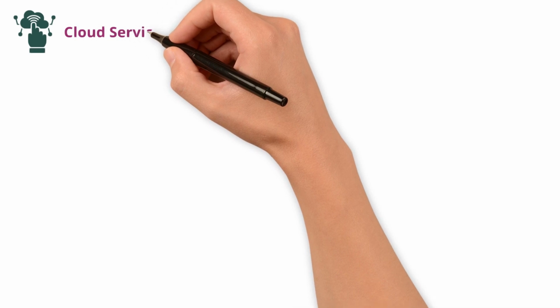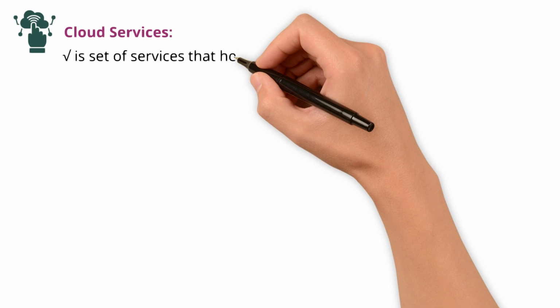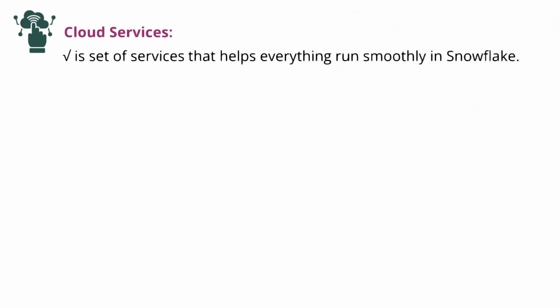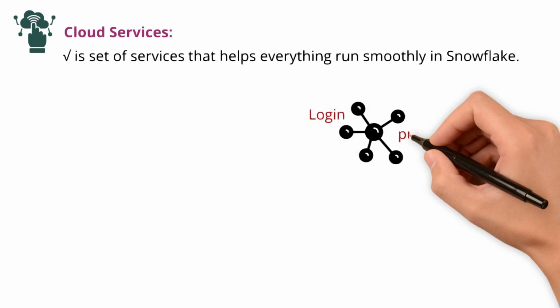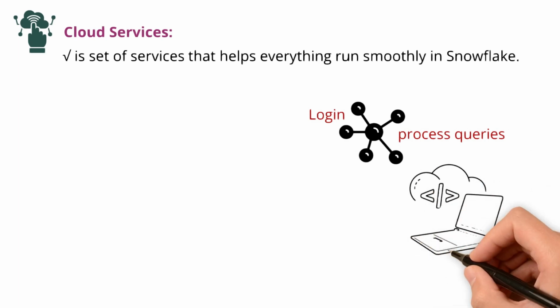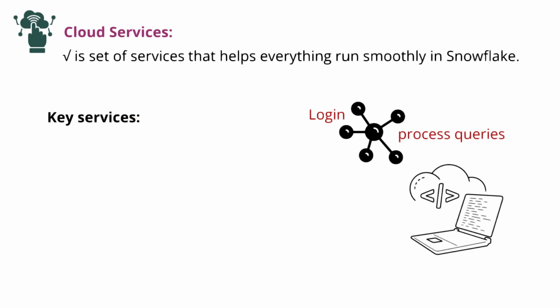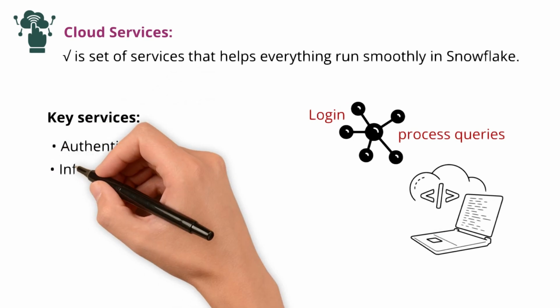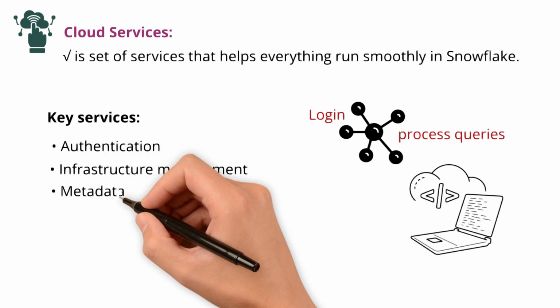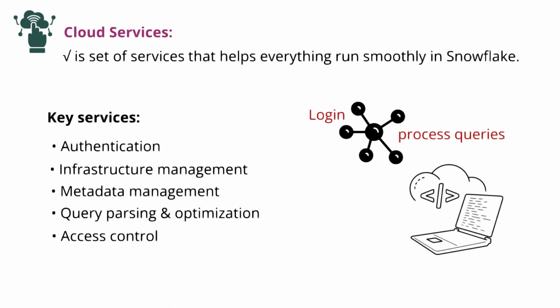Circling back to the next layer of architecture, cloud services. The cloud services layer is a set of services that helps everything run smoothly in Snowflake. It connects all different parts, handling everything from login to processing your queries. This layer also runs on compute resources that Snowflake gets from the cloud. The key services managed in this layer are authentication, infrastructure management, metadata management, query parsing and optimization, and access control.